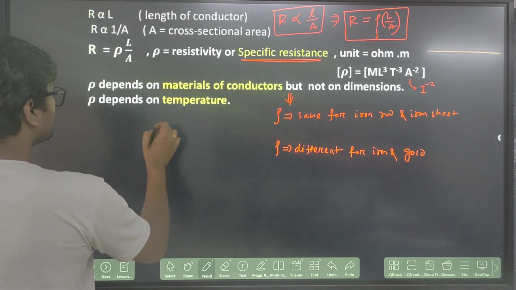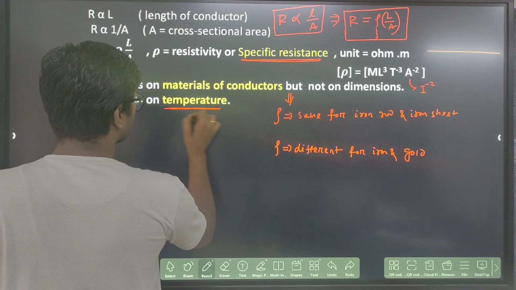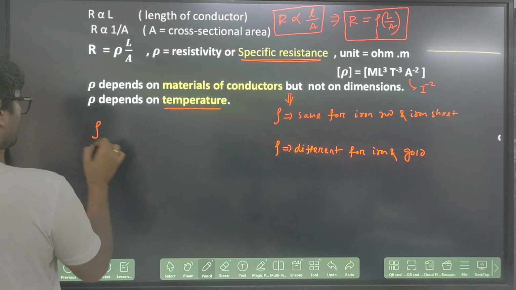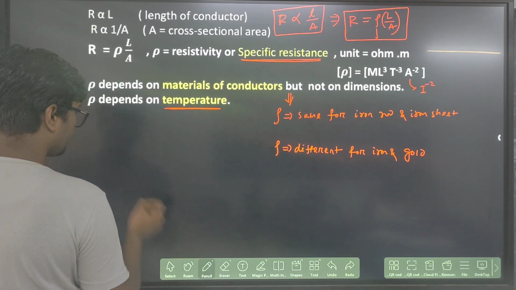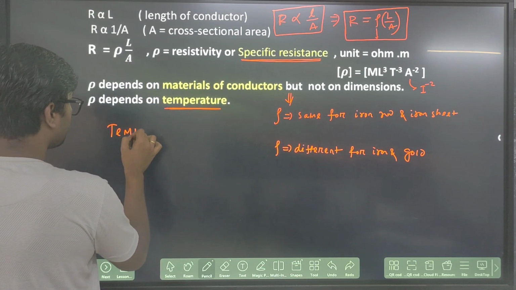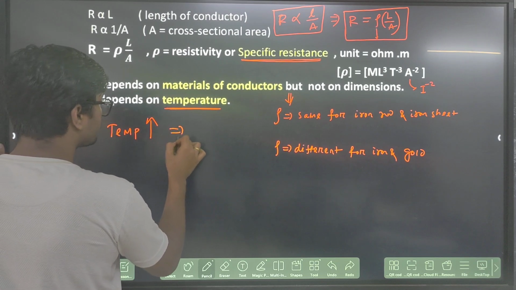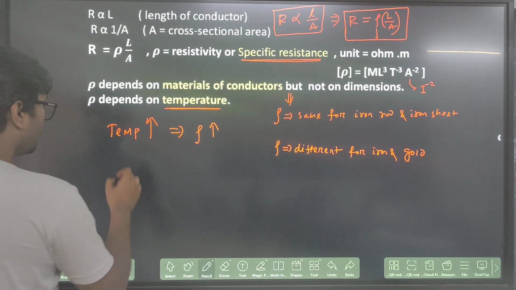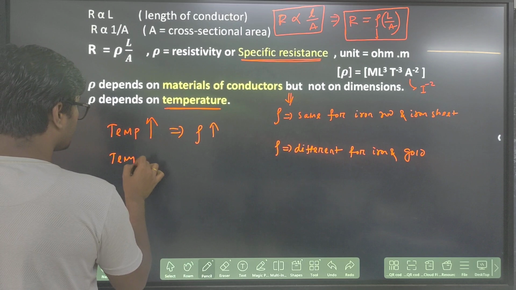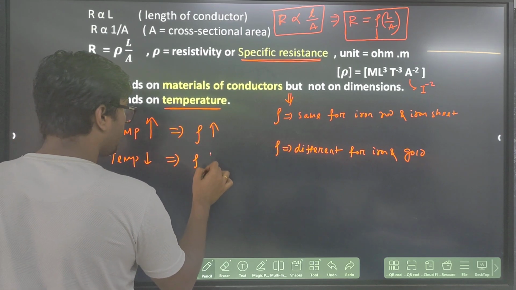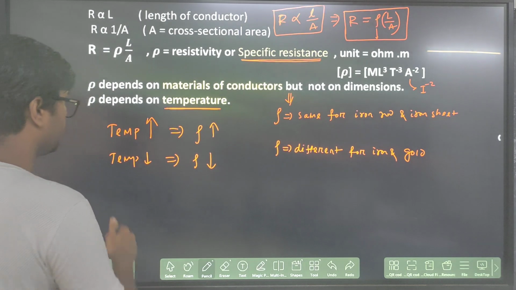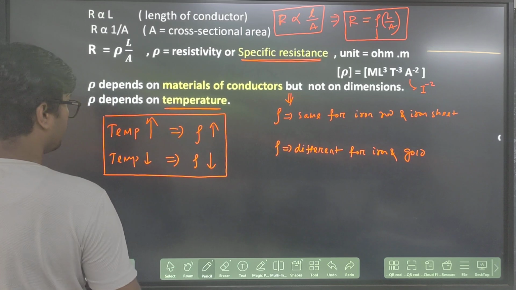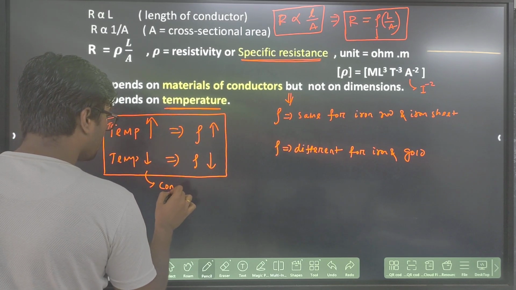And resistivity also depends on the temperature. We are going to see that if you increase the temperature, the resistivity also increases. This I am talking about for a conductor, right? And if you decrease the temperature, the resistivity will decrease. Why it happens, we will see again. We will derive the formula and there we will talk about why it happens. This is true for conductors.